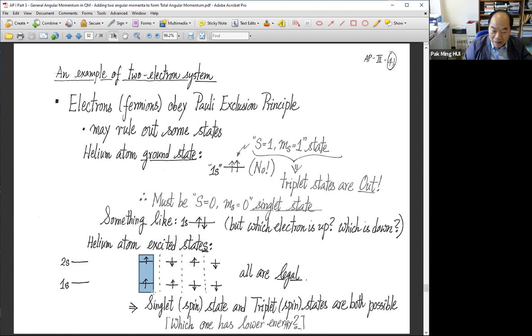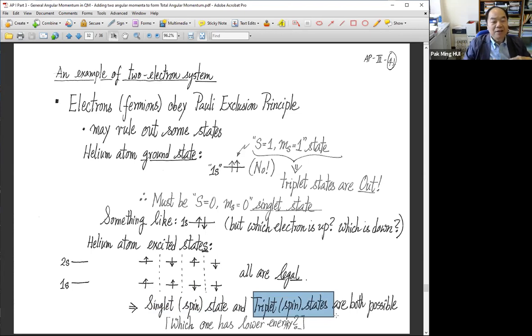You have this up, up, or down, down, rather naturally, or down, up, up, down. They're all legal now. Pauli said yes, okay? Could be. Therefore, you really have the choice whether the spin singlet state or the triplet state will correspond to the helium first excited state, meaning which situation will have lower energy.